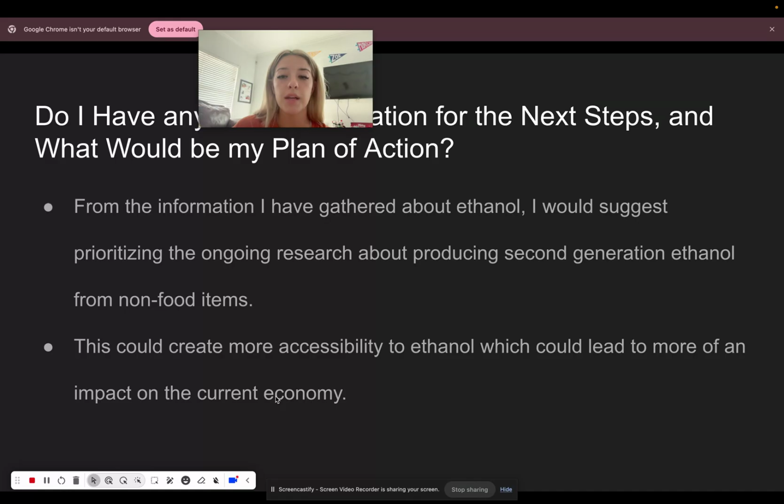Would I have any recommendations for the next steps, and what would be my plan of action? From the information I have gathered about ethanol, I would suggest prioritizing the ongoing research about producing second-generation ethanol from non-food items. This could create more accessibility to ethanol, which could lead to more of an impact on the current economy.